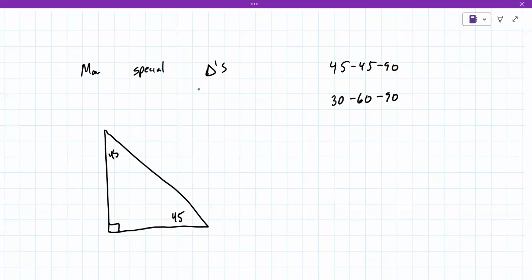Exactly. 45, 45, and 90. The two legs are the same. It's isosceles. And the reference triangle tells you that the two legs are the same, and then the hypotenuse is the leg times the square root of 2. And these are the easier types of problems that you'll see. But it would look something like this.